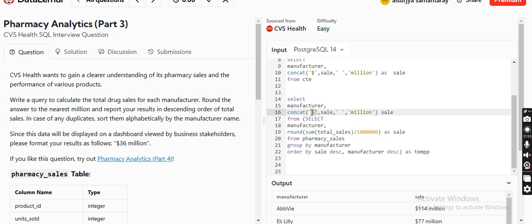So in the first semicolons, we have given our dollar symbol, then the value out of the cell column. We have just written the cell over here. Then again, we have used a space because there was a space over here. So a space and then a million.